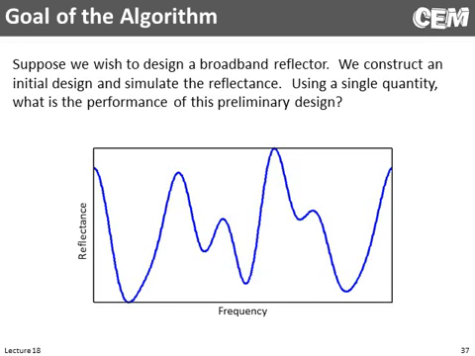So suppose we want to design something that reflects over a very, very broad band. So what we're looking at then is we want this reflection curve to be really, really high over as large a frequency range as possible. So we'll pick a design, we'll simulate it, and we get this ugly reflection spectrum. How do we analyze this to figure out how it's reflecting? Because we know we want bandwidth, we know we want strength of reflection. How do we tie all this together, and how do we determine that? So that's the goal of the algorithm.